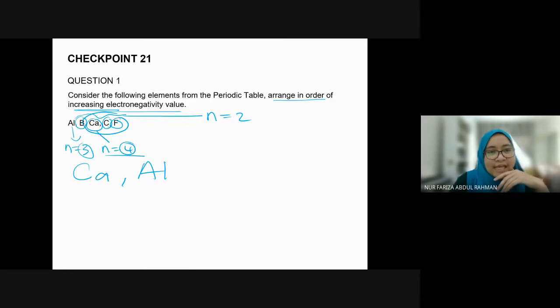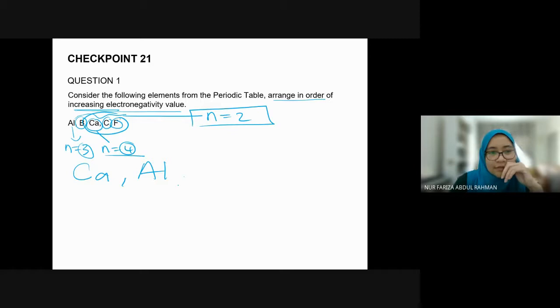Okay, so boron, carbon and fluorine all come from the same period. If they come from the same period, that means we have to consider the Z effective. So across the period, Z effective increases. Fluorine is the most right element in the periodic table.